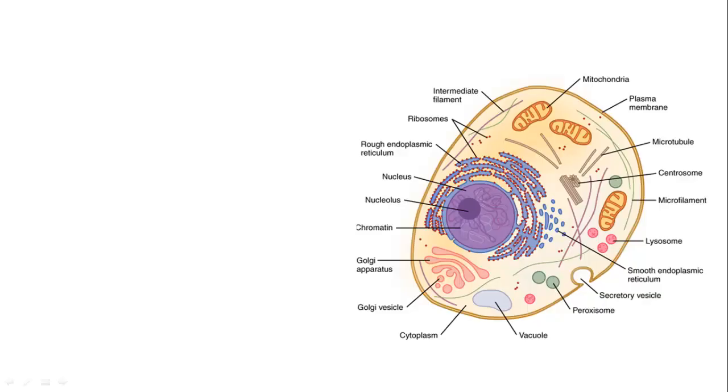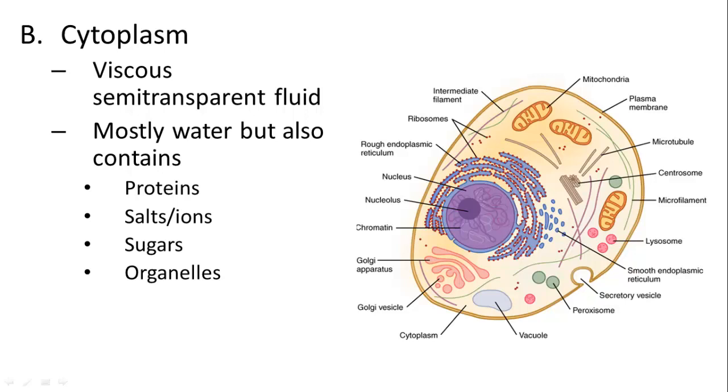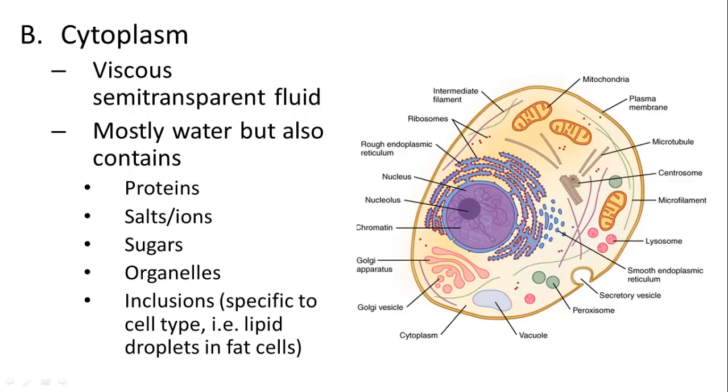The cytoplasm is a viscous, mostly water material, but it also holds everything within the cell, the dissolved substances that are important for the cell. So it may also contain proteins, salts, ions, sugars. It definitely will have these organelles floating around in there, such as ribosomes and lysosomes and so on and so forth. And it has inclusions, right? These are specific to cell type and include, like, droplets of lipids in fat cells.